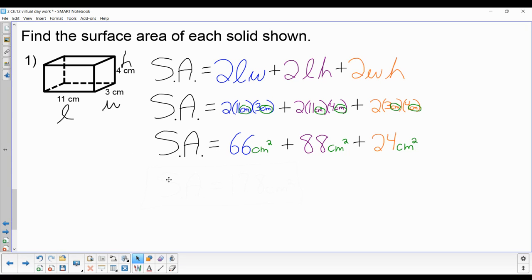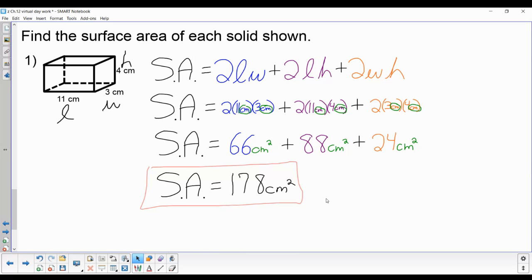The only thing left is addition, and since they are all addition, we can add. The surface area is equal to 66 plus 88 plus 24, which is 178, and the label, since we are doing addition, stays centimeters squared. And that is a review of how you find the surface area of a rectangular prism. You write the formula, you plug into the formula, and then you solve using the order of operations.